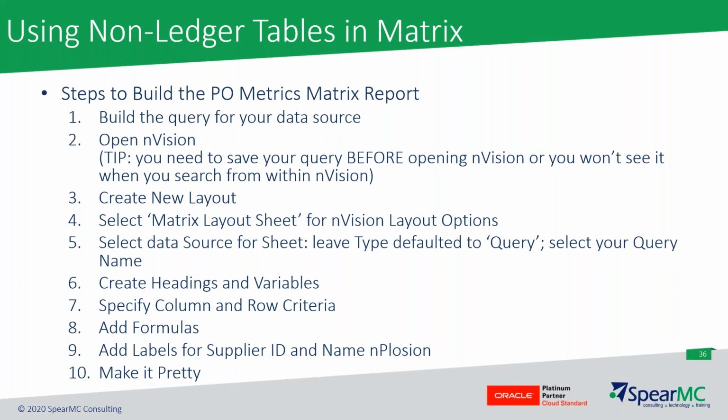So you get the basics down first, and then start adding things like formulas, adding labels. So in the report I have here, I had the supplier name, for example, listed in the supplier ID. In order to make those appear in the imploded rows, you have to have labels in there as well. And then finally, just making it pretty. So the highlighting, like the conditional formatting that I put in there, that sort of thing.